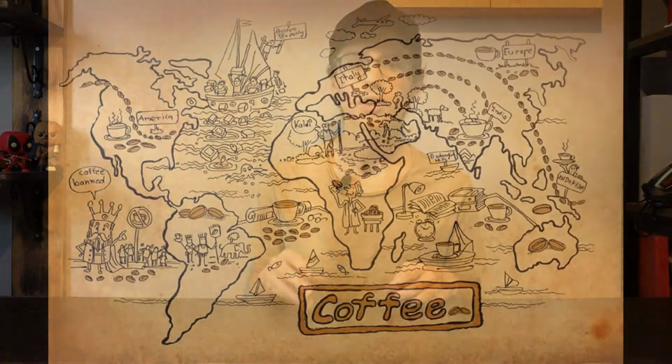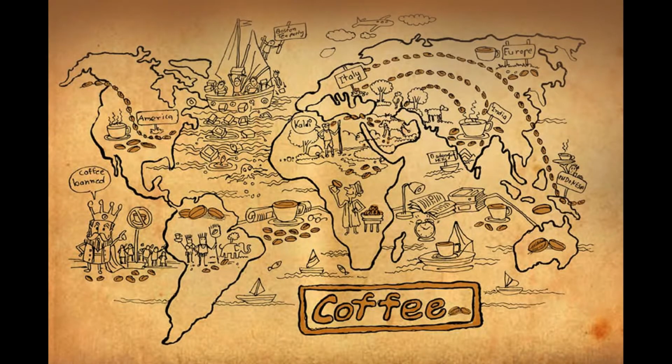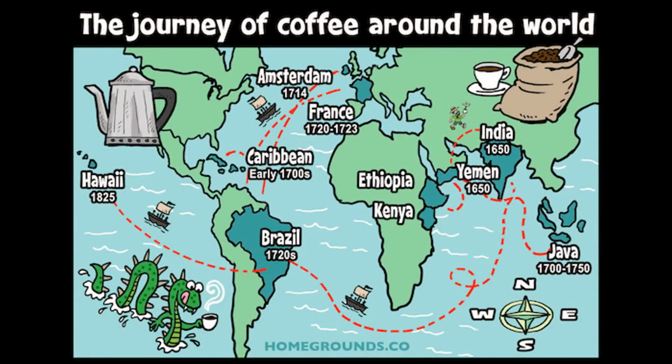For sure, coffee did not stay in Yemen for too long, and Dutch traders carried it to Amsterdam, all the way to Europe. After that, coffee started to spread everywhere from India to America. Now, coffee is one of the most popular things all around the world.